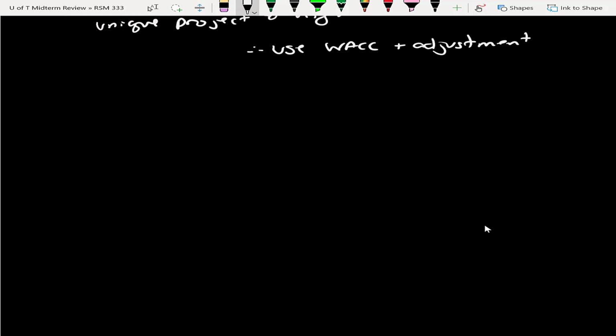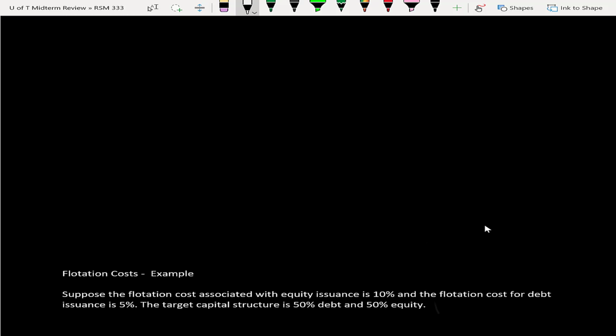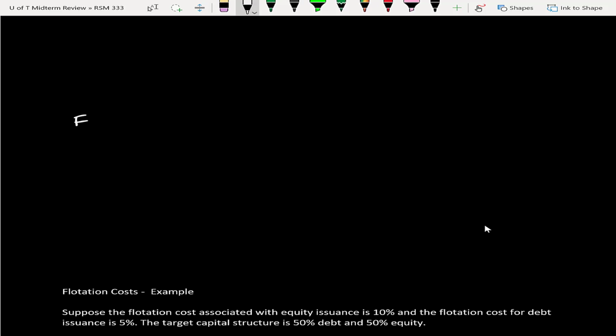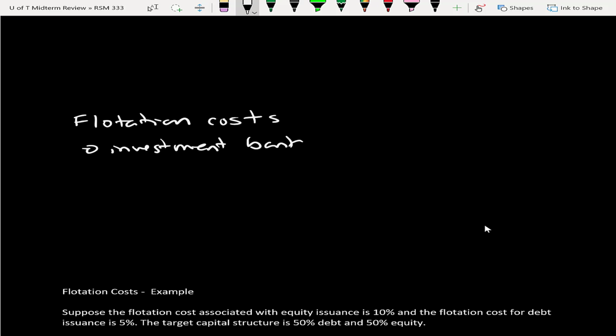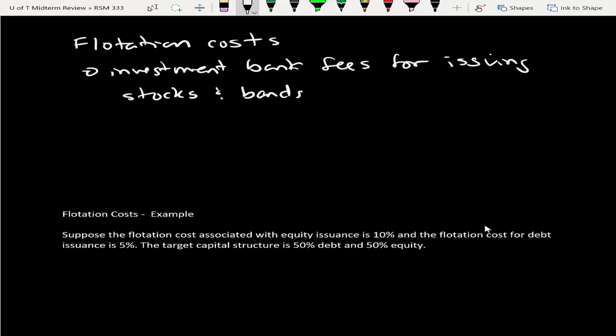Now, flotation costs, unrelated. A flotation cost is essentially fees that are charged by investment banks, so investment bank fees for issuing securities. And the securities would be stocks or bonds. They're going to charge you a percentage fee, and that's called a flotation cost.